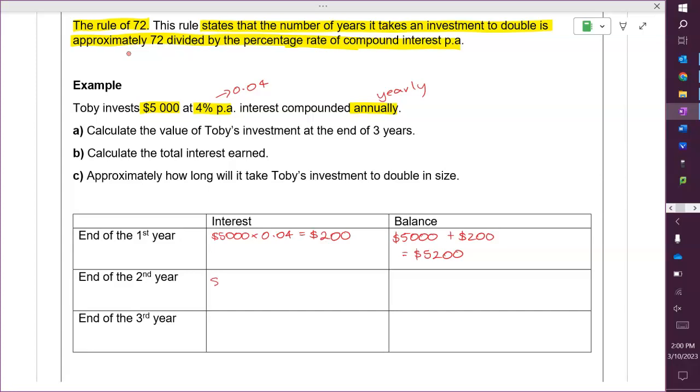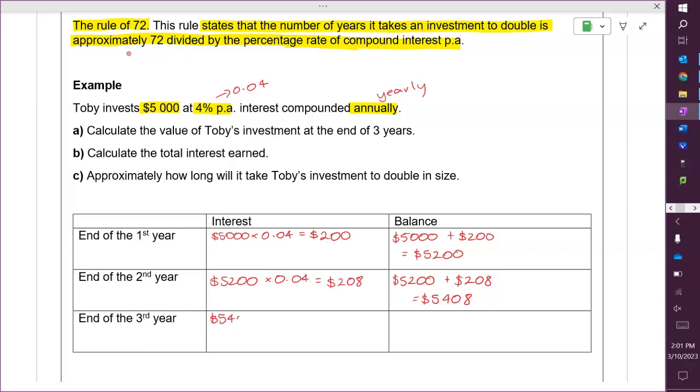So what we're going to do, we're going to take our 5,200 and we're going to multiply it by our percentage, and that gives us $208. So our balance will be 5,200 plus our extra $208 of interest. So $5,408. So what you can see we're doing here is whatever the balance is at the end of that year, we're using that as our initial principal this time.